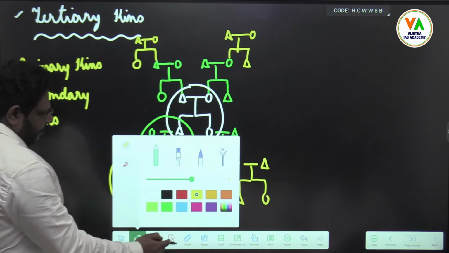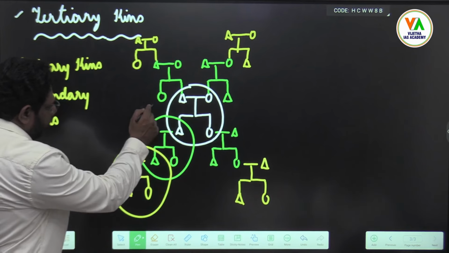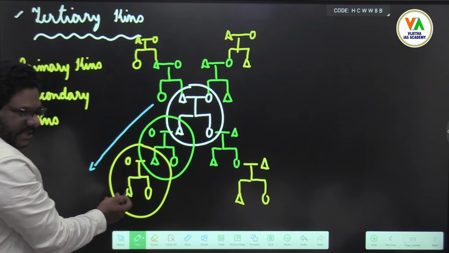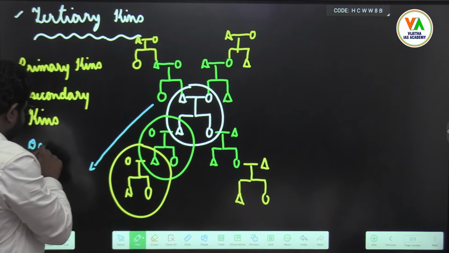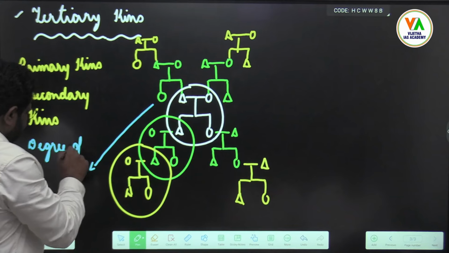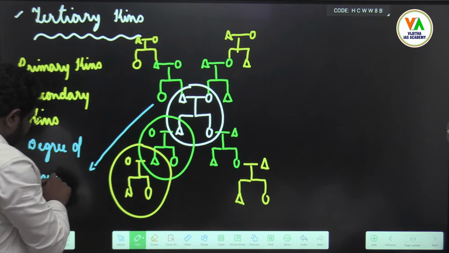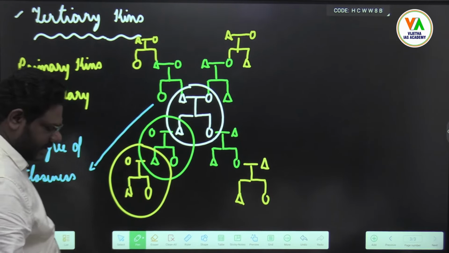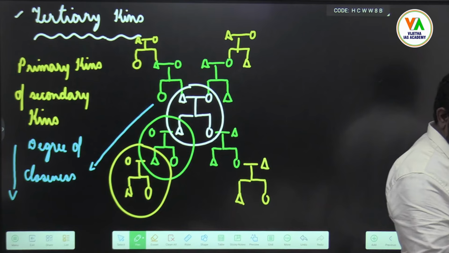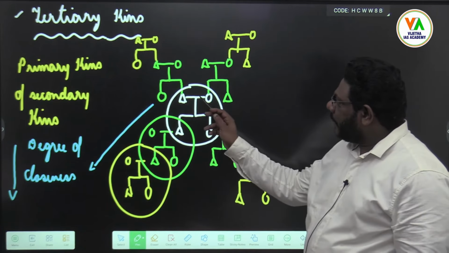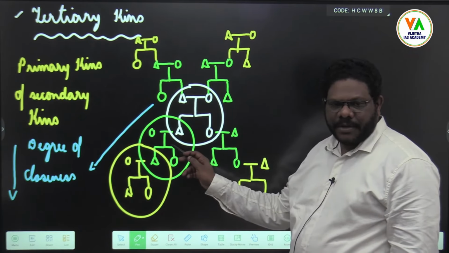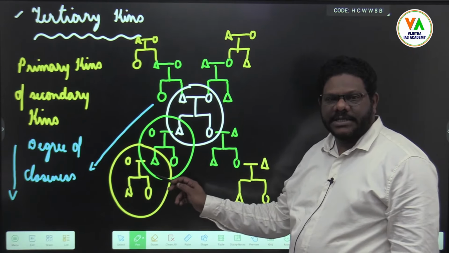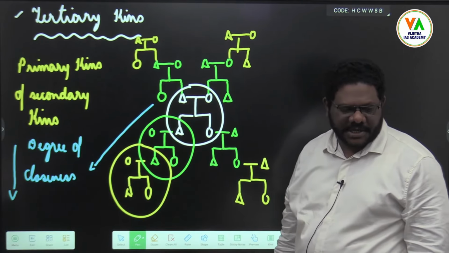So if you see from here to here, primary, secondary, tertiary, the degree of closeness decreases. So I can write, from primary kins to secondary kins and then to tertiary kins, the degree of closeness keeps decreasing.